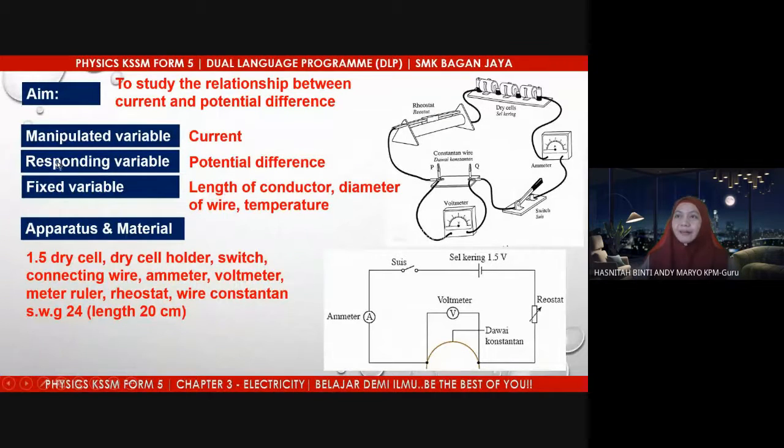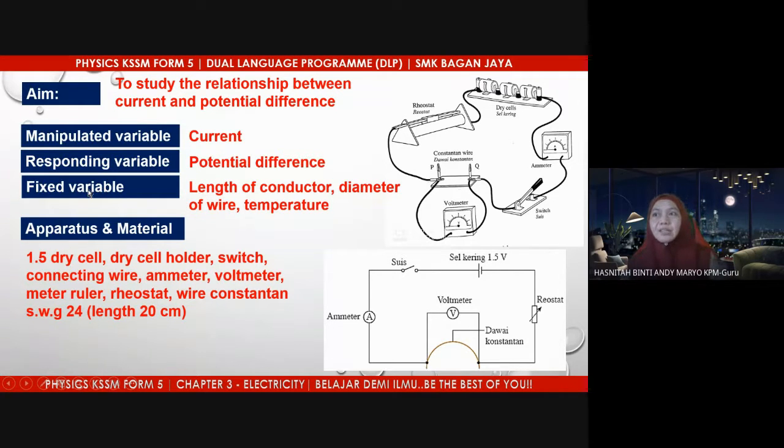Actually, for manipulated and responding, it can be the other way around. In some experiments, we make the potential difference the manipulated variable by using a different number of batteries, and we use a fixed resistor. But in this experiment, since we make the current the manipulated variable, we use an adjustable resistor, which is a rheostat, and later you will see the voltage reading will be different. It determines the amount of current flowing in the circuit.